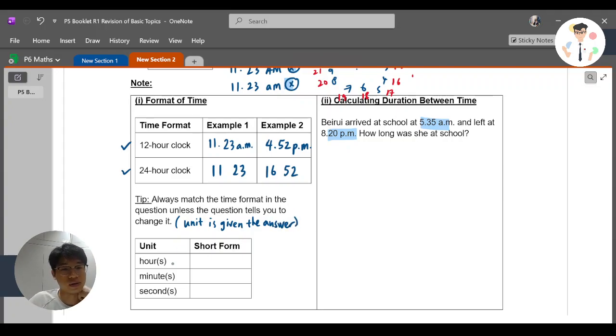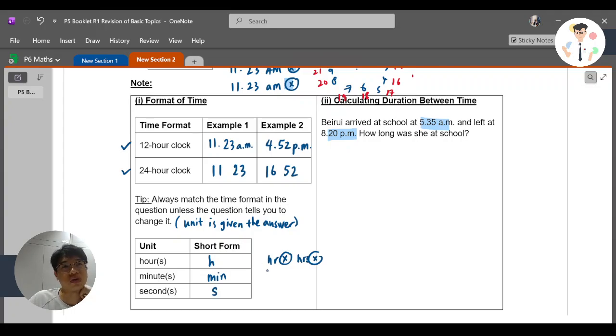And how do we write hour, minute, second in short form? Again, we don't write HR, all these are wrong. We don't write HRS. The short form for hour, we just write H. Minute, we just write MIN. Second, we just write S.